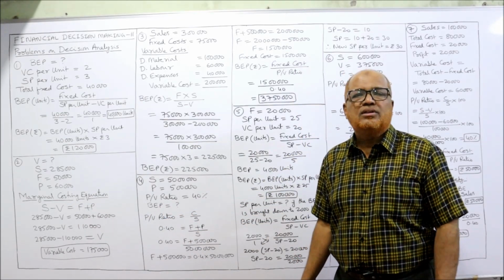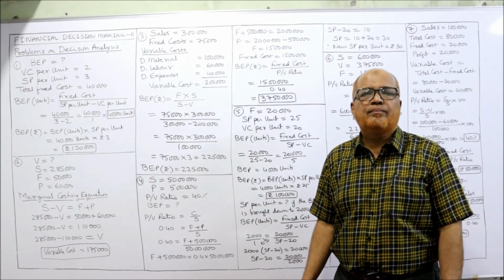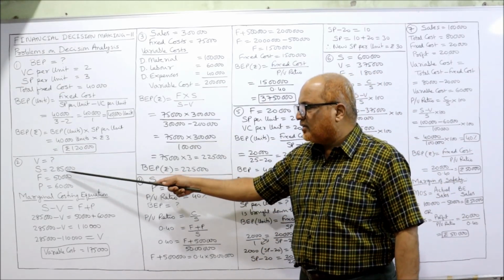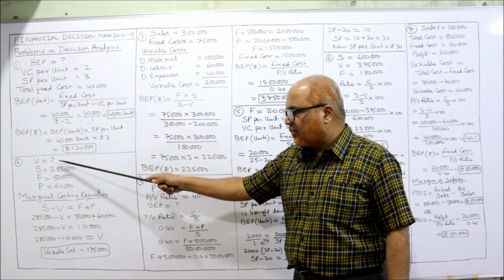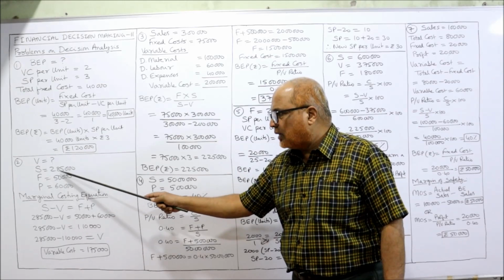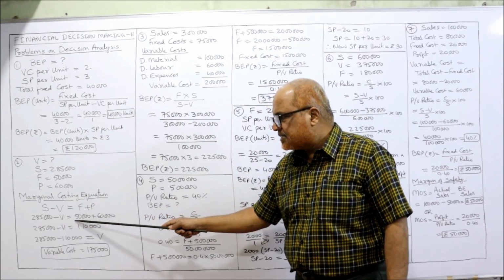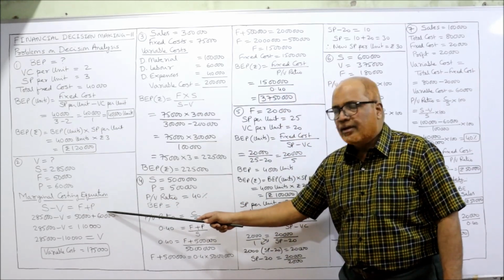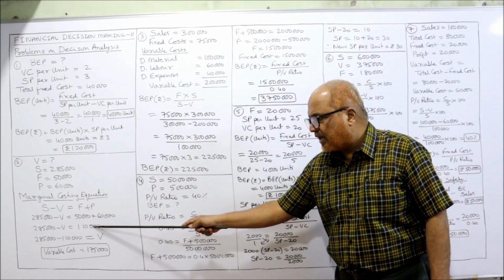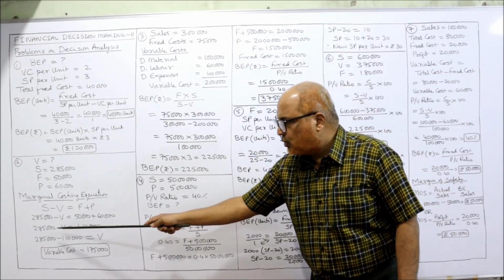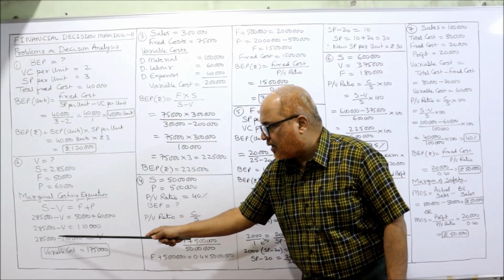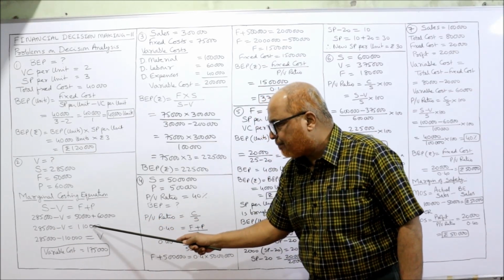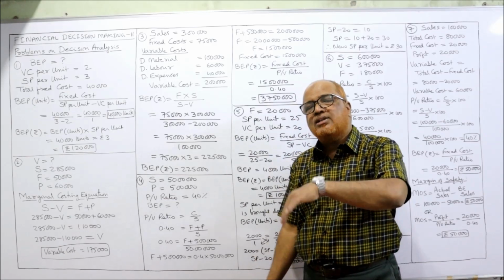Out of these four, three variables are given in the problem: sales, fixed cost and profit are given, and variable cost we have to find out. So sales 2,85,000 minus V is equal to fixed cost 50,000 plus profit 60,000. So 50,000 plus 60,000 is 1,10,000.